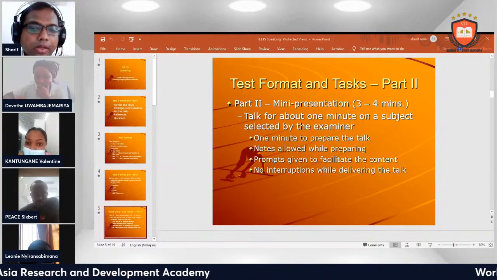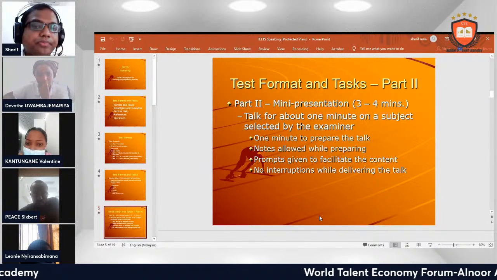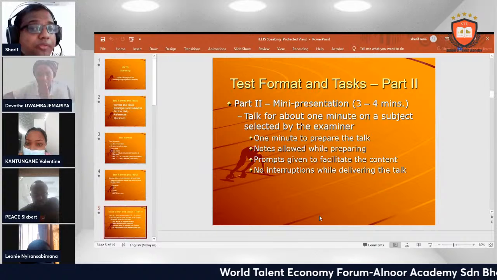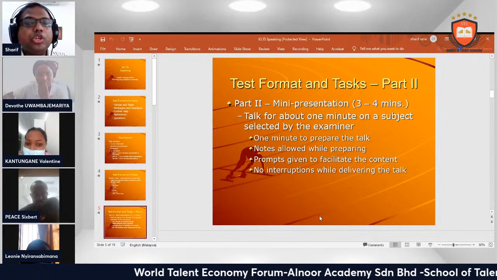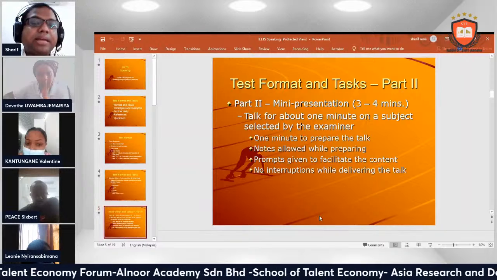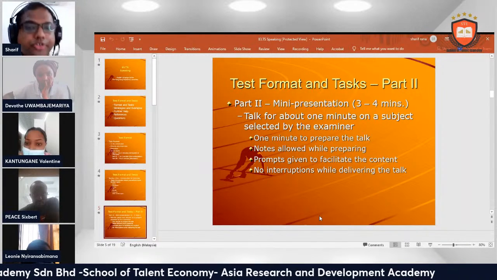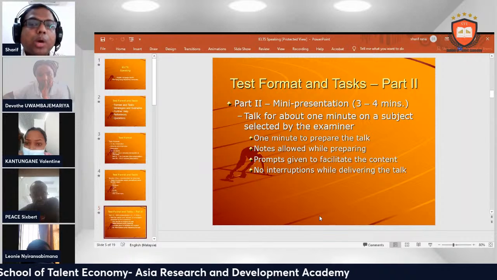Do you understand? So part two, you have to be a subject matter expert. You do not have to be a professor of a specific subject, but you need to talk for about 1 minute on a subject selected by the examiner. You get 1 minute to prepare the talk. Number two, notes are allowed while preparing.